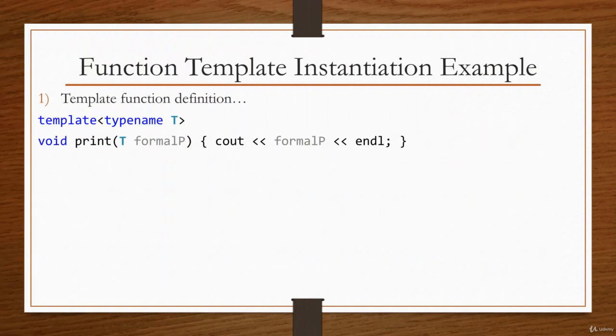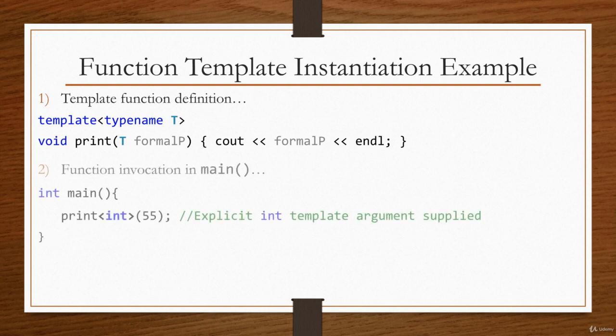Here's an example of a function template instantiation. We have the template function definition at the top. We have template, and between angle brackets we have typename T. The return type for the function is going to be void because this is a print function, so we call it print. And then for the formal parameters, we do T formal_p just for some formal parameter, and then we do cout formal_p.